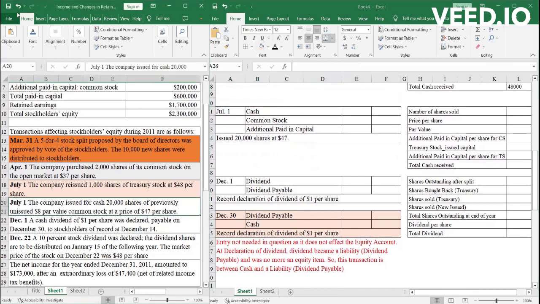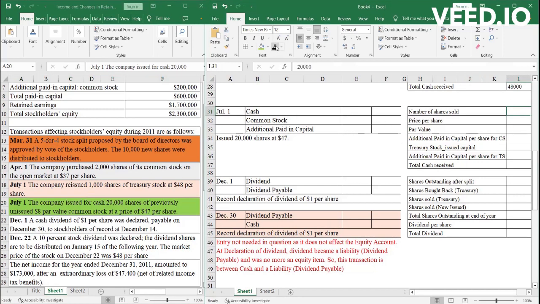Okay, next part. On July 1st, the company did another transaction. 20,000 shares of previously unissued $8 par value common stock were issued at 47 per share. Previously unissued means that these shares were never issued before, so they are going into the market for the first time. The number of shares sold is 20,000, at a price per share of 47. However, the par value that we have calculated after the split is $8. For this $8, how much extra money are you getting per common share? That's 47 minus 8, or $39.